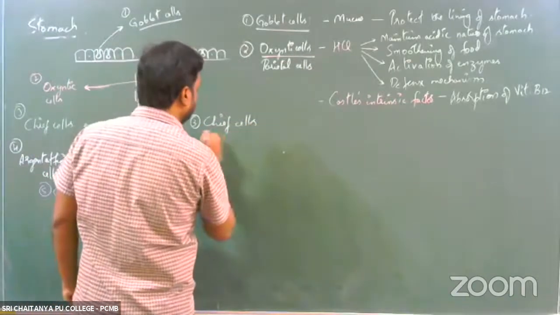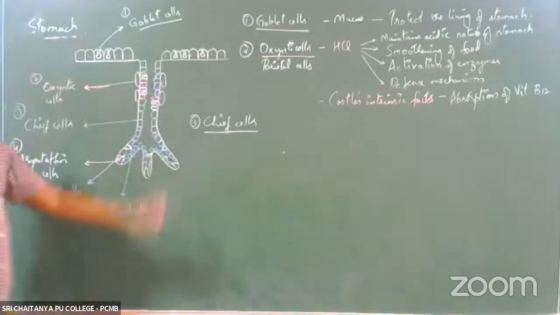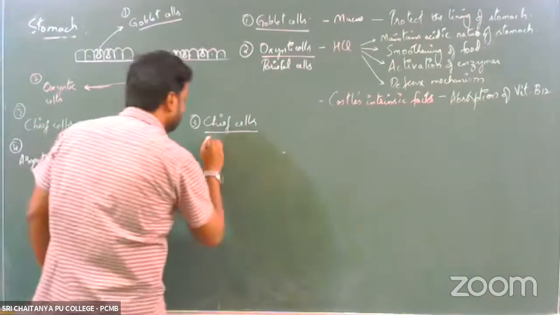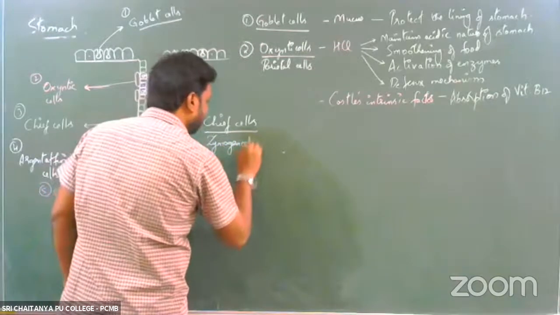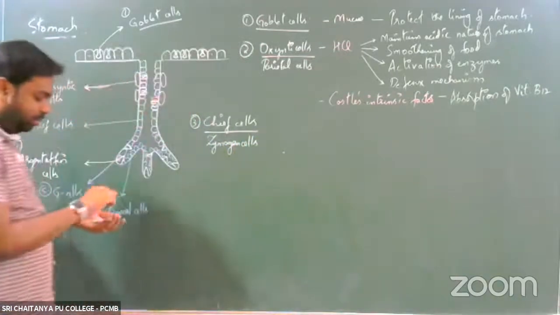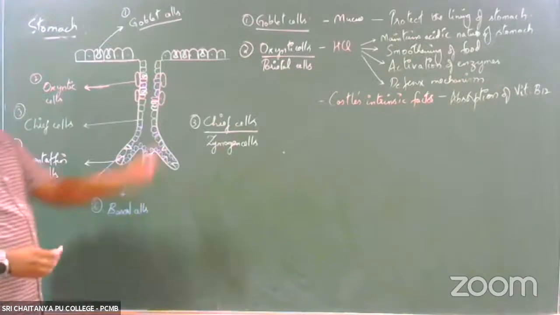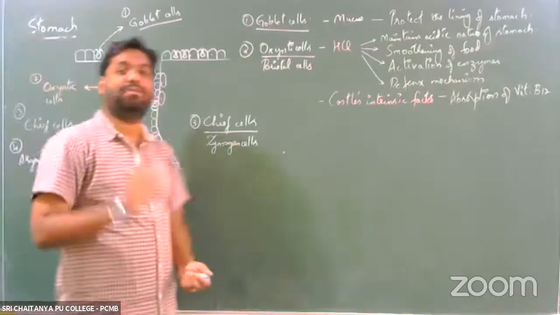Right? We call it chief cells. And there is one more name given for chief cells also. It is also called the zymogen cells. Either we call it chief cells or zymogen cells. Now, these chief cells are the ones which are responsible for secretion of enzymes, right?